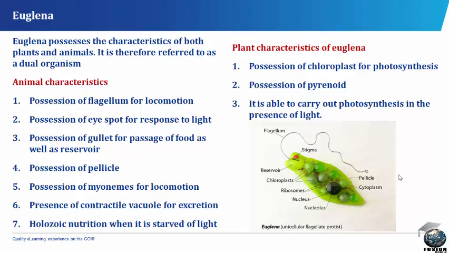The animal characteristics include possession of flagellum for locomotion, possession of eye spot for response to light, possession of gullet for passage of food as well as reservoir, possession of pellicle, possession of myonemes for locomotion, presence of contractile vacuole for excretion, and holozoic nutrition when it is starved of light. As for its plant characteristics, they include possession of chloroplast for photosynthesis, possession of pyrenoid. Also, it is able to carry out photosynthesis in the presence of light.